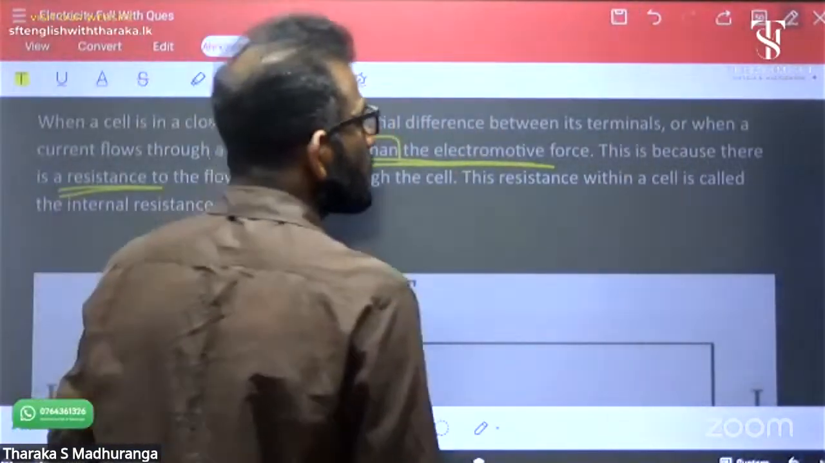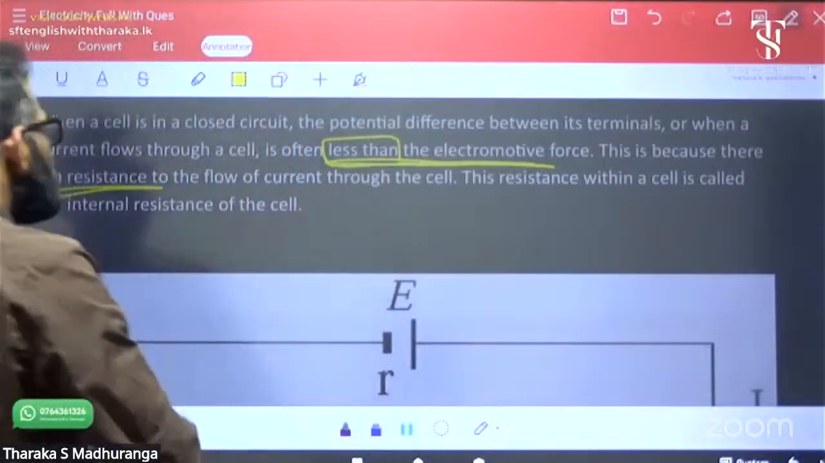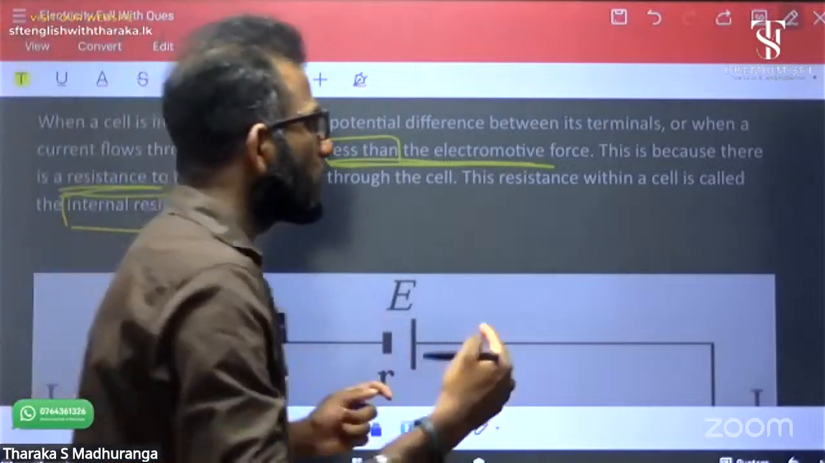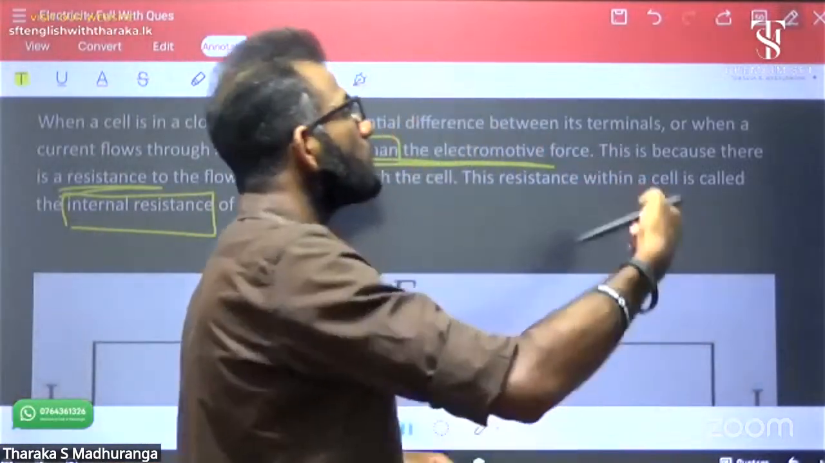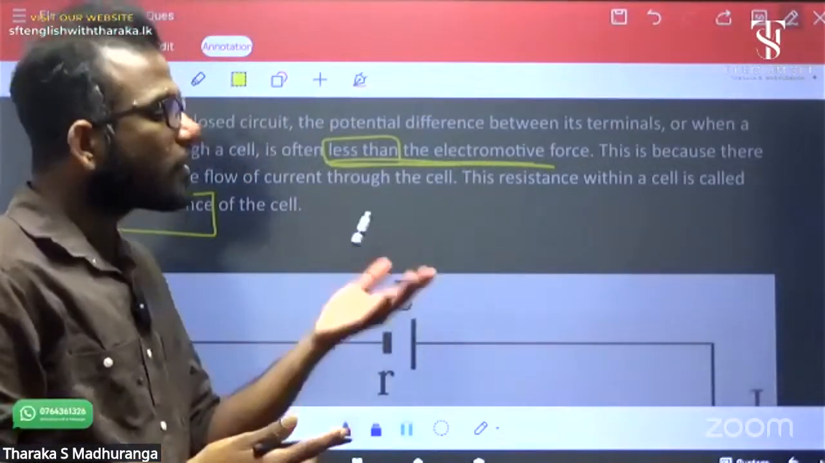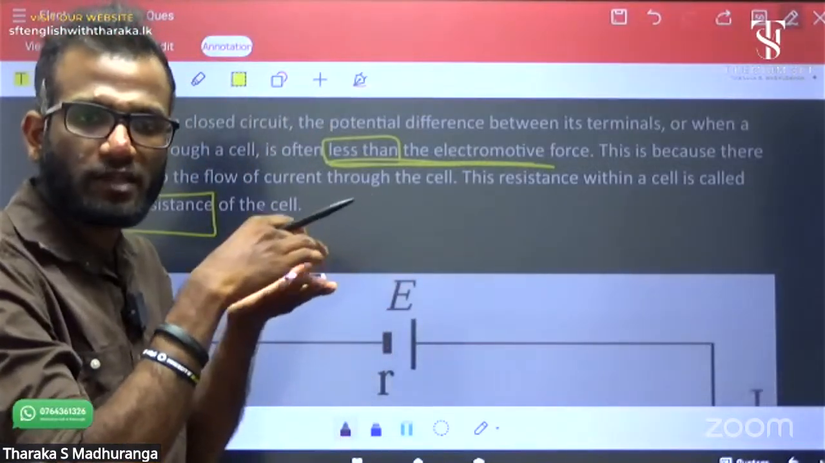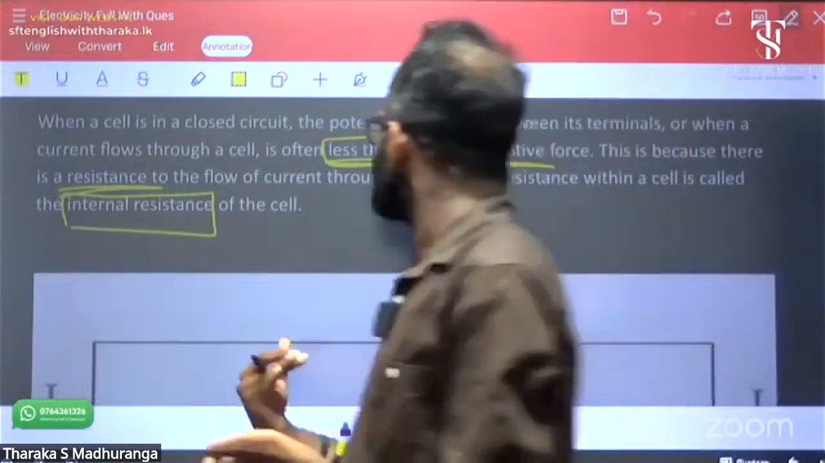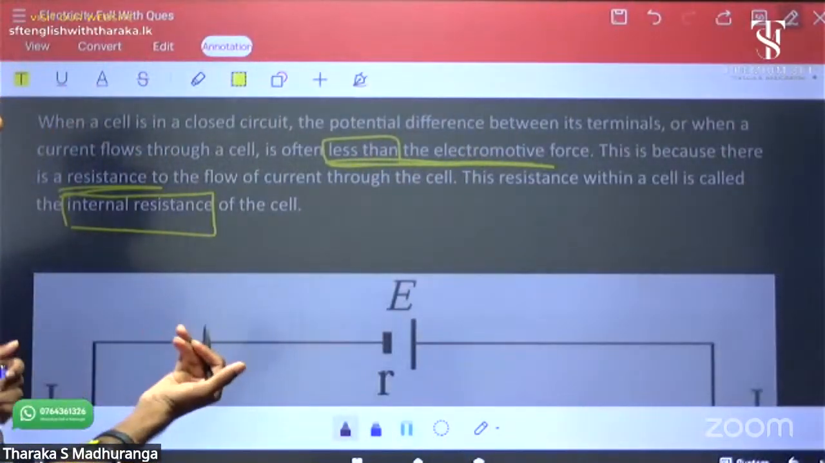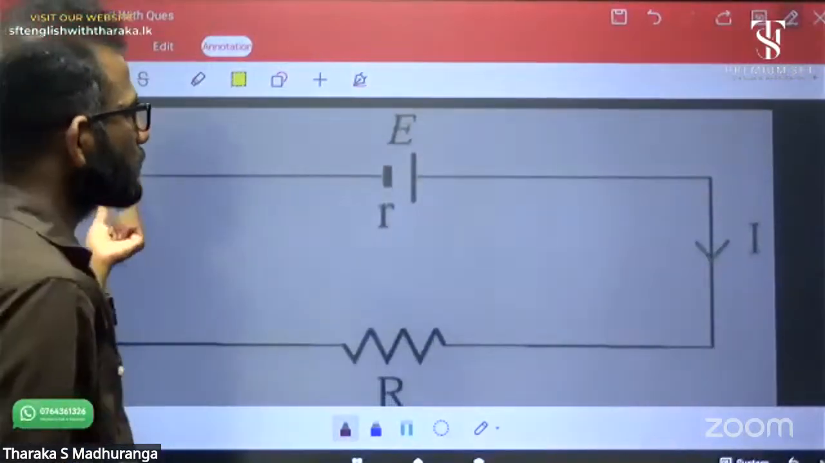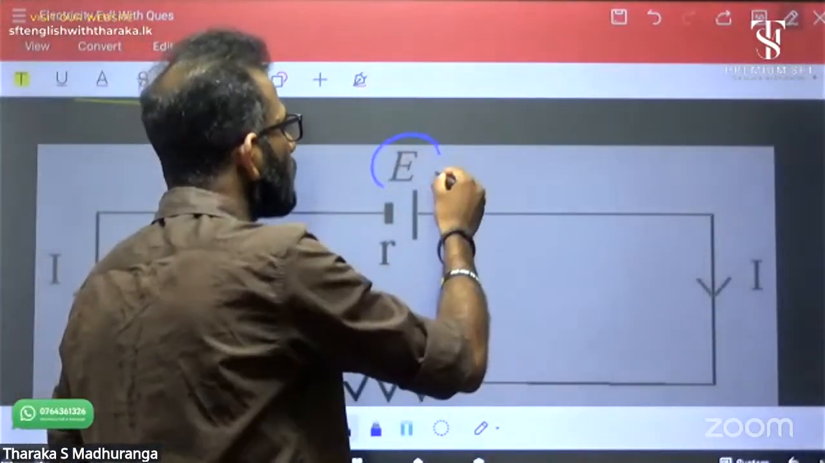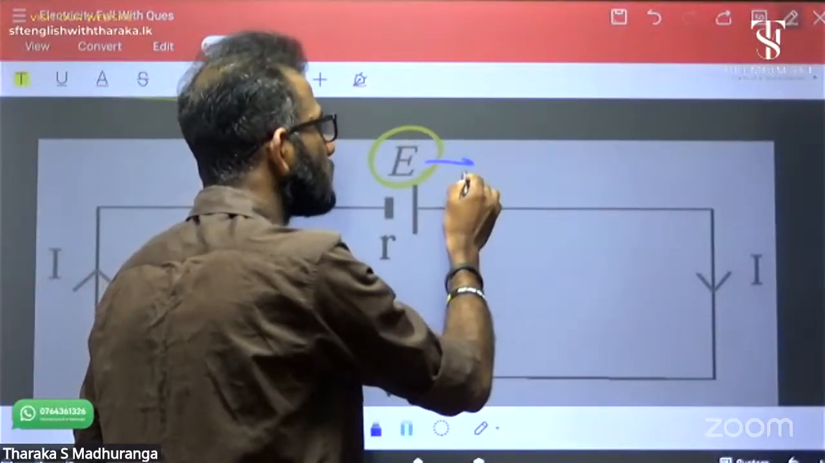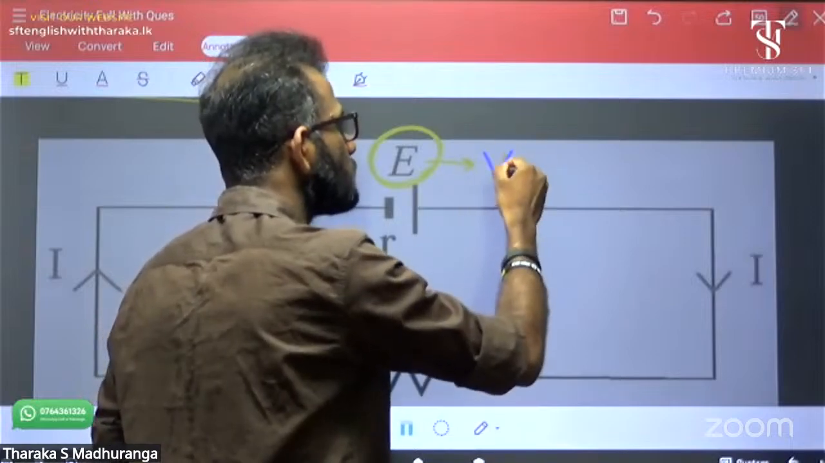The resistance within the cell is called the internal resistance of the cell. That's why I explained the resistance within a cell, within a battery. It has a resistance inside as well. That's why its voltage decreases. The resistance within a cell is called internal resistance. This is the electromotive force, capital E. Its unit is volt, because it is a potential difference.